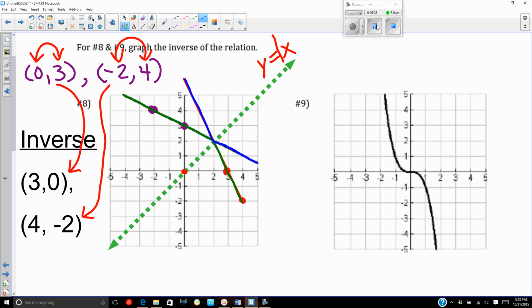All right, number 9, the last one, same idea. I think you have 3 points that are a little bit better outlined than I've got. It's kind of a weird one. Cubic function, so we have points 0, 0, the point 1, negative 1, and we got the point negative 1, 1.